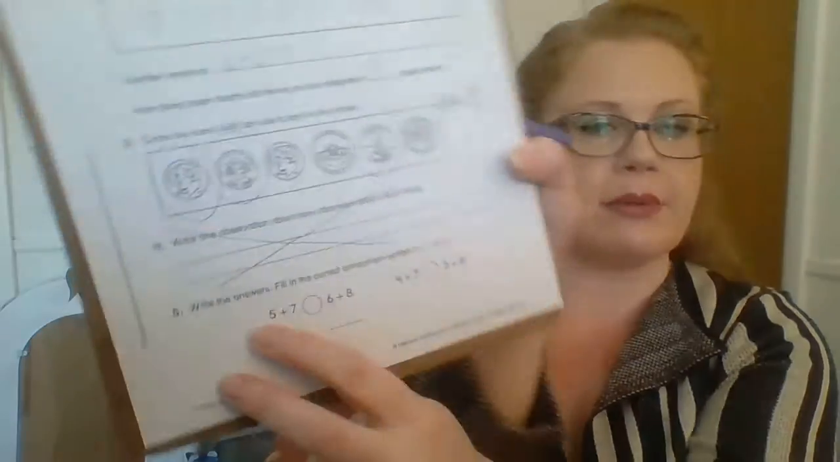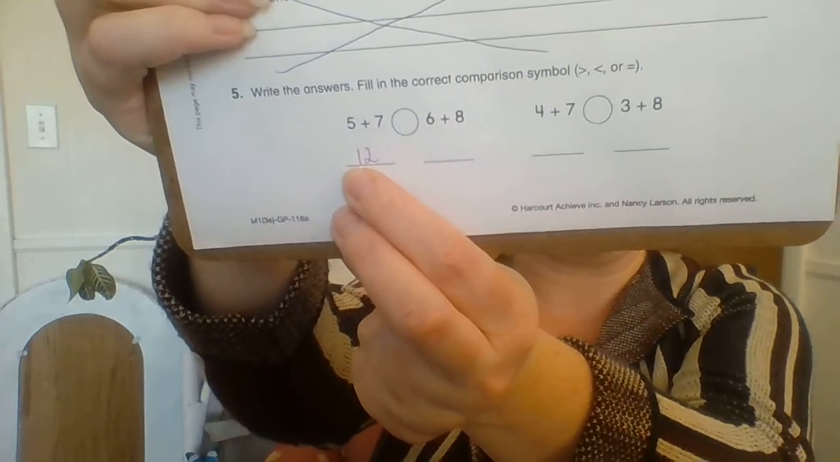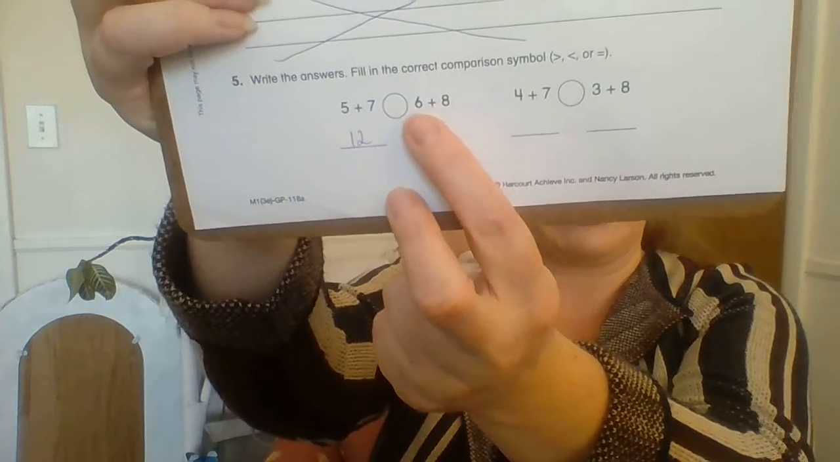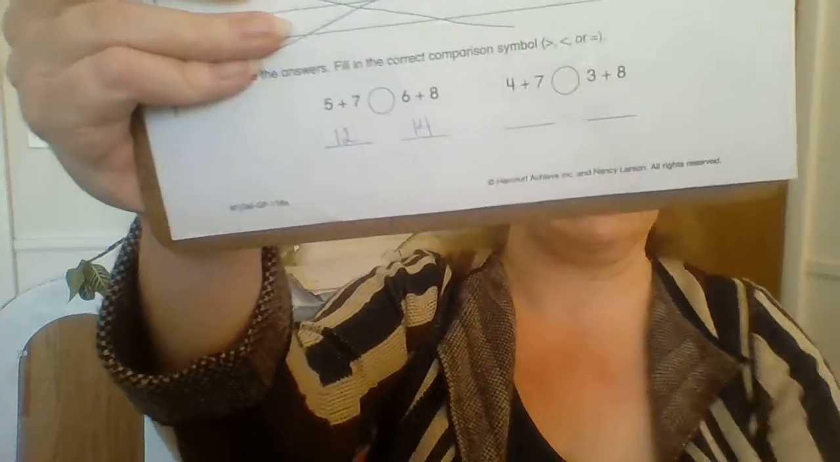Okay, so our first problem here, we have 5 plus 7. So look at that. Hopefully you can figure out 5 plus 7 equals 12. All right, now we have 6 plus 8. So think about that one. Hopefully these aren't too hard. Hopefully you remember your math facts. Okay, 6 plus 8 is 14. So I have 12 and I have 14.